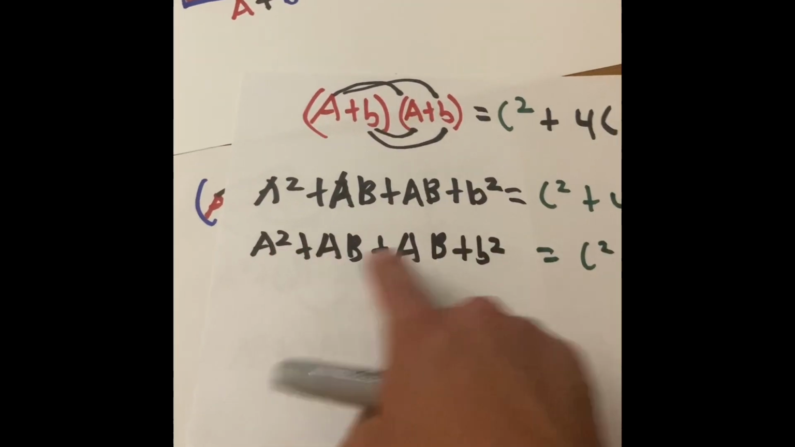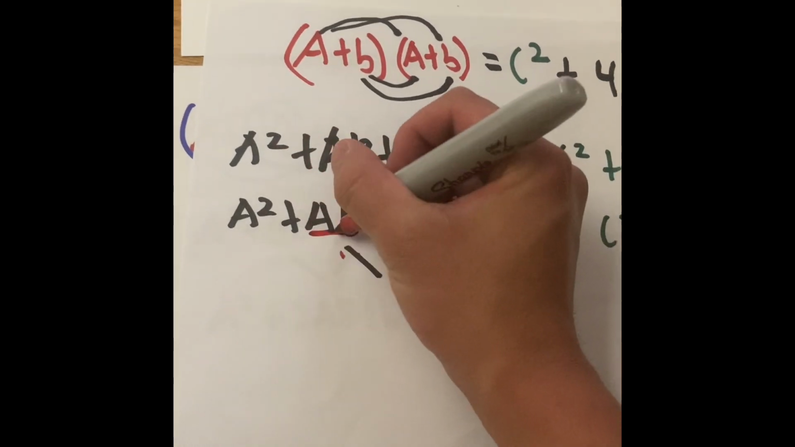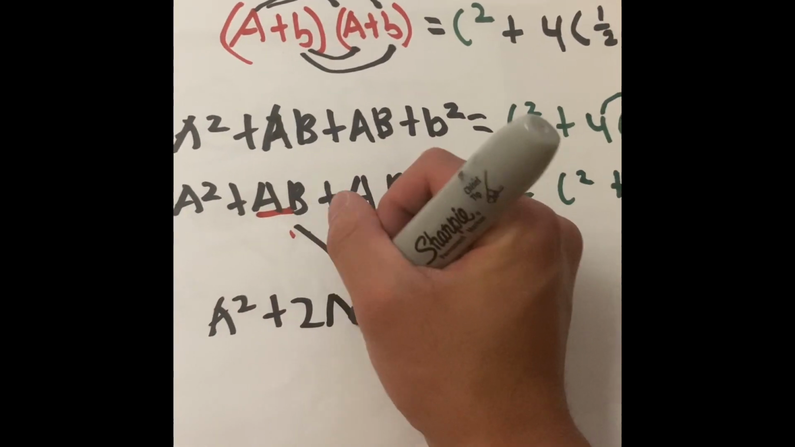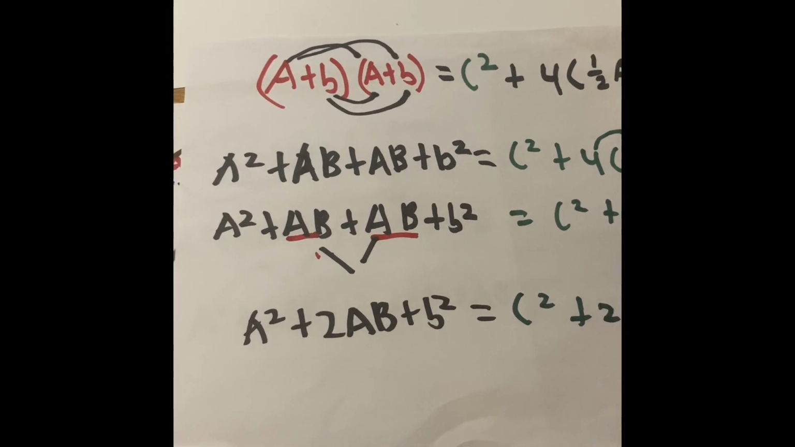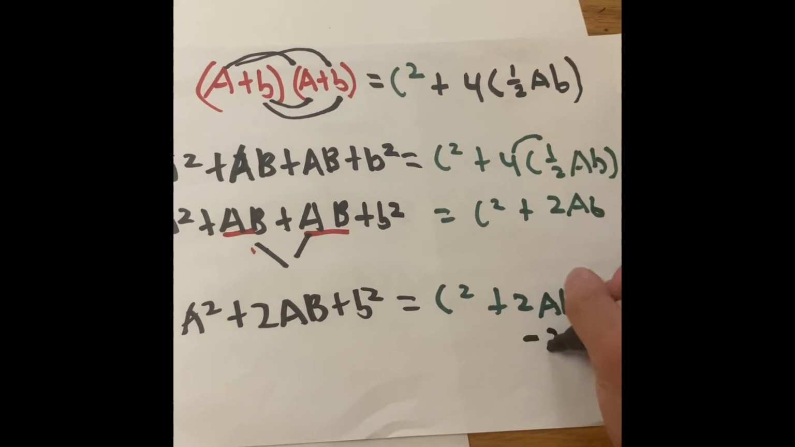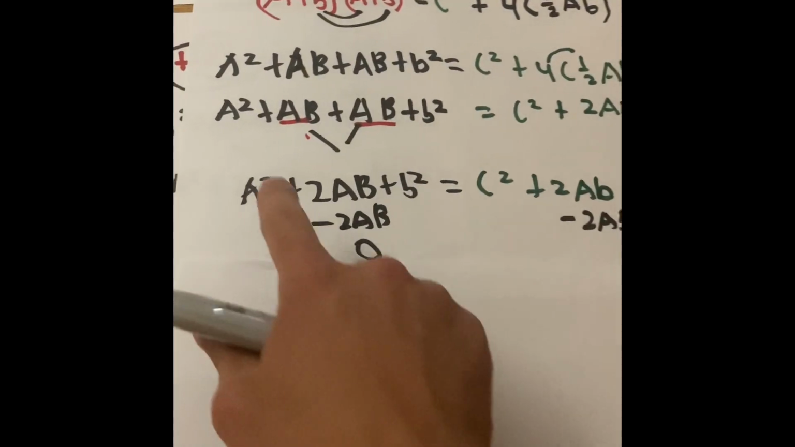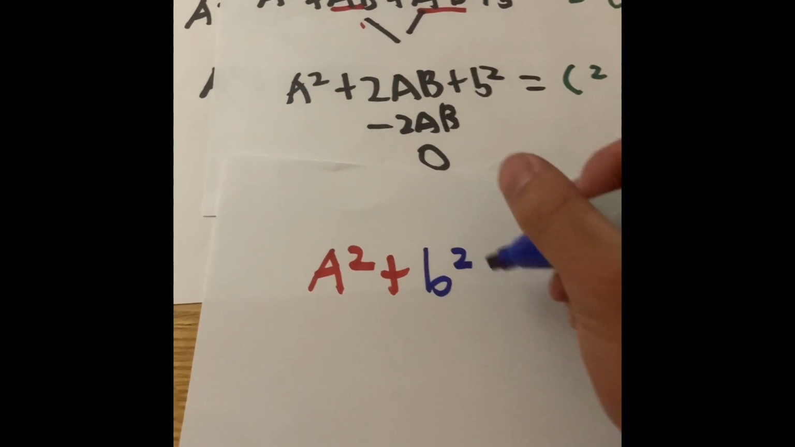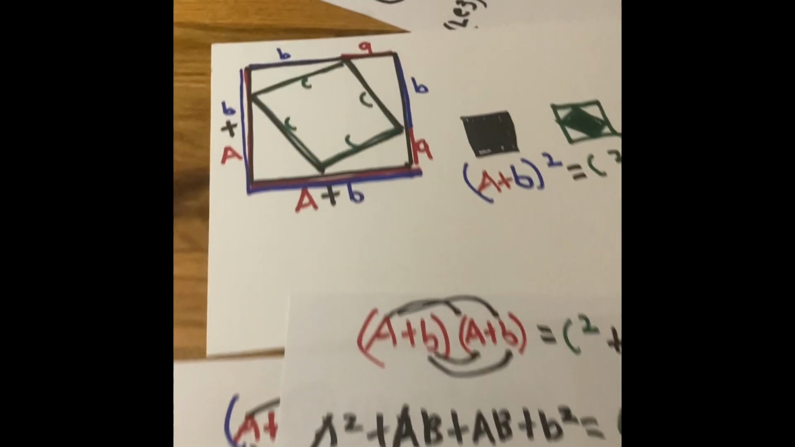So here is the whole thing we've written down here. We can combine like terms, AB and AB right there, because they have the same set of letters. So we can say A squared plus 2AB plus B squared equals C squared plus 2AB. We can now subtract 2AB from this side, and subtract 2AB from this side. And when we get to 0, guess what we're left with? We have A squared plus B squared equals C squared. So that is how we can prove the Pythagorean theorem actually works.